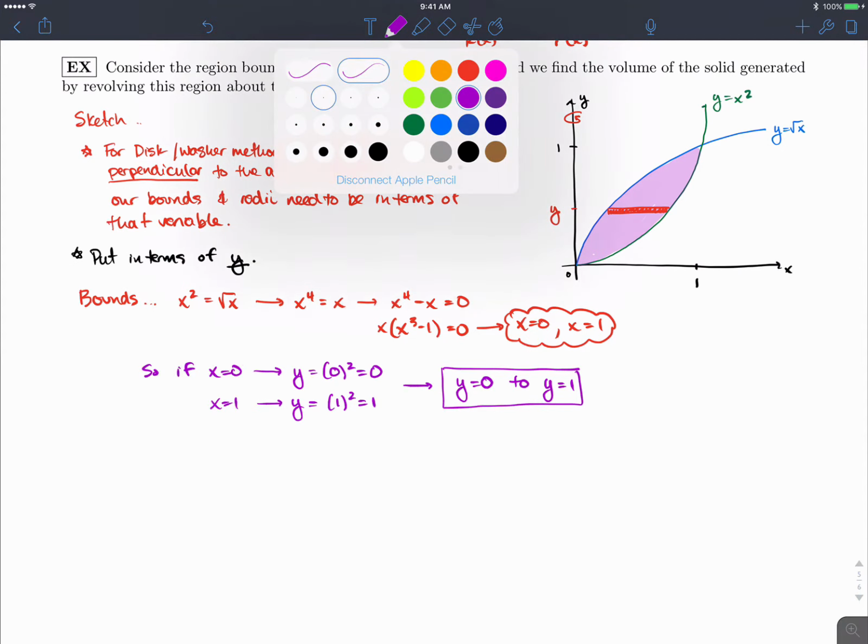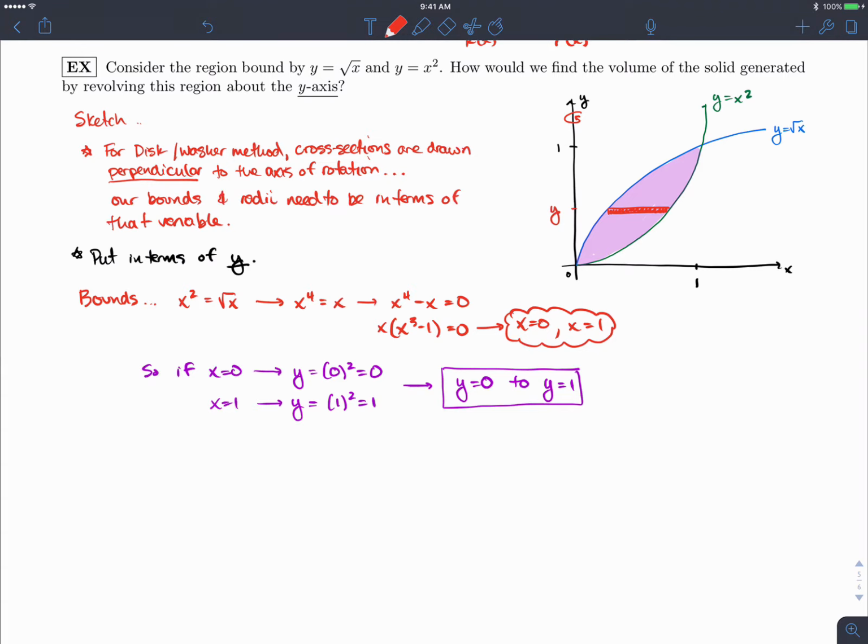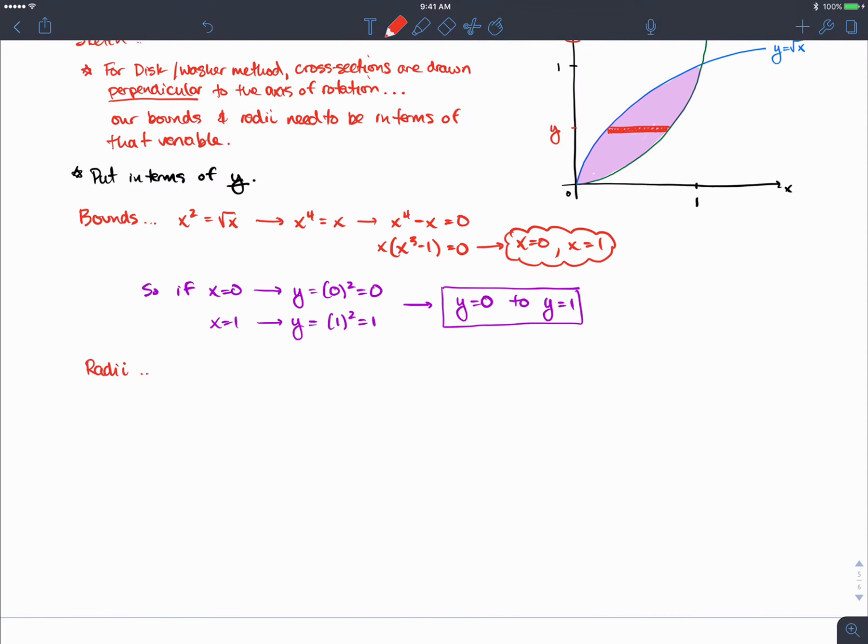All right, so we've got our bounds in terms of y. Now we need to get our radii in terms of y. In order to do that, we're going to have to change our functions. So we've got y is equal to x squared, and we are going to solve for x. If we take the square root of both sides, we get plus or minus the square root of y.